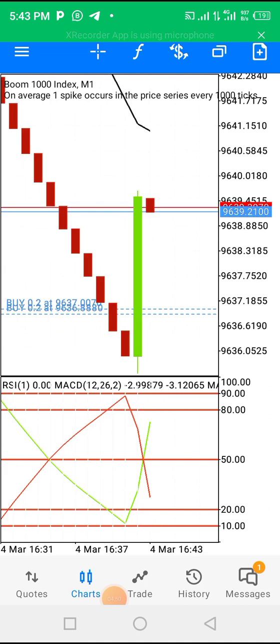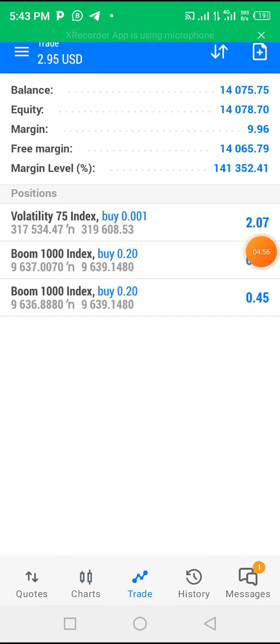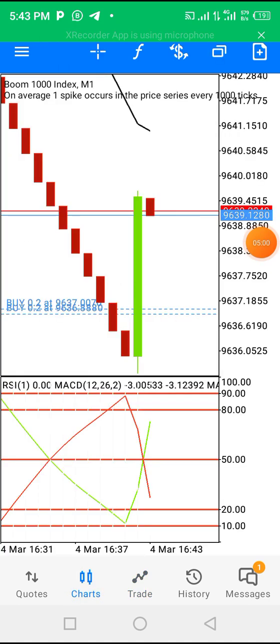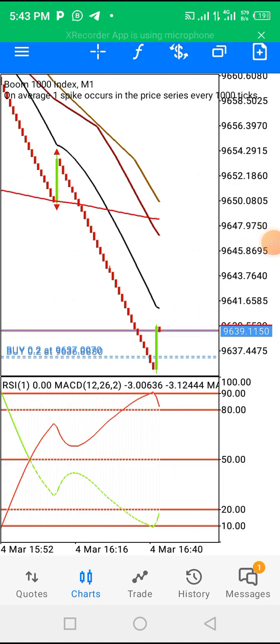You see the spike, and why we put it is because here is above and here is below. What happened? We have our spike and we have our profit. Just like this, you will be doing it like this, and you'll be making your money in all boom and in all crash. So for crash, it becomes opposite.